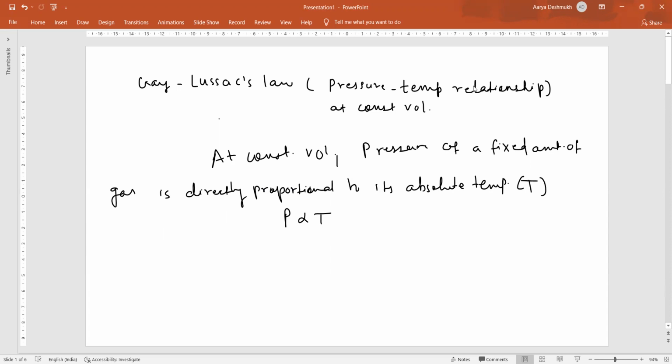This is the pressure temperature relationship at constant volume. In case of Charles' law, we have seen that this was the temperature volume relationship where pressure was kept constant. In case of Lussac's law, at constant volume, pressure of a fixed amount of gas is directly proportional to its absolute temperature. Means P is proportional to T. We can write P equals K3T. We are taking this as a constant. In case of Charles' law, we took it as K2, so we are writing here K3.